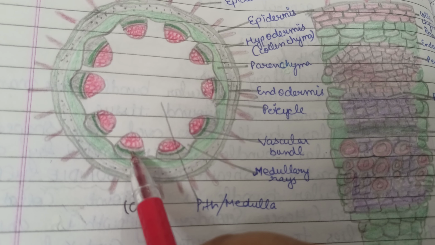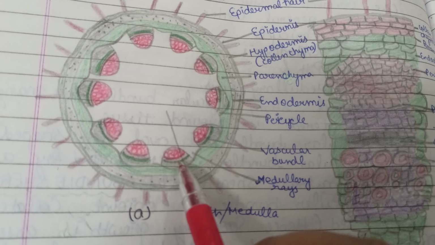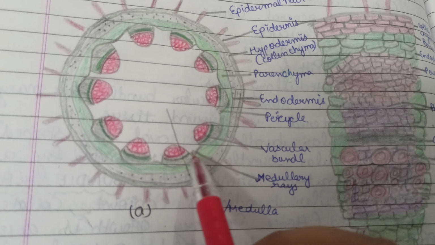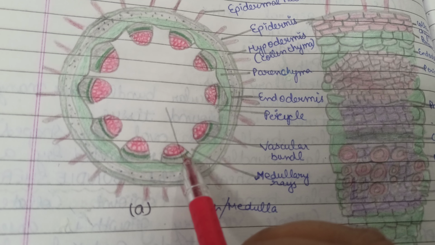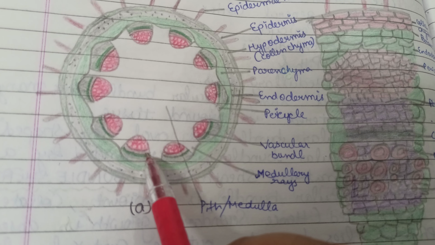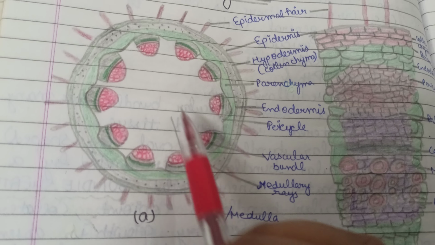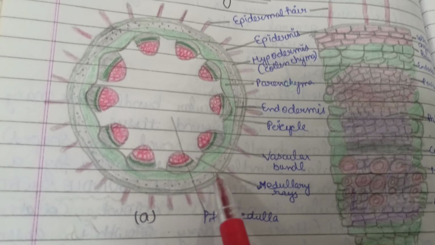Now you can see there are some lines present between these. These lines are actually the medullary rays. When they join, they will form a ring, and these are medullary rays. This is the pith or medulla, and this is the outer region.